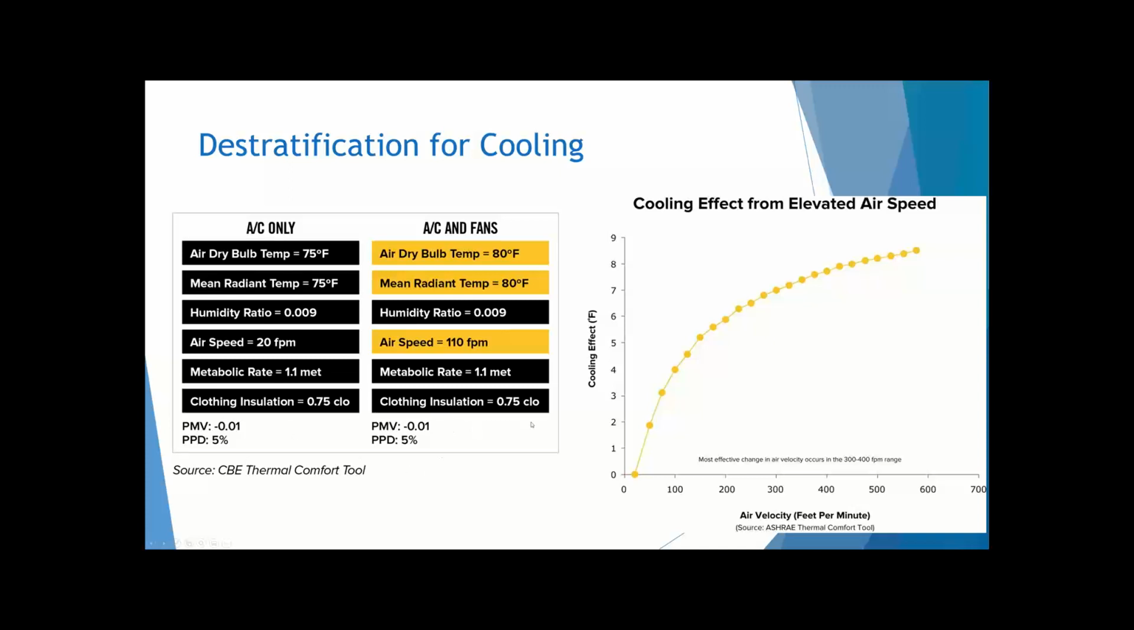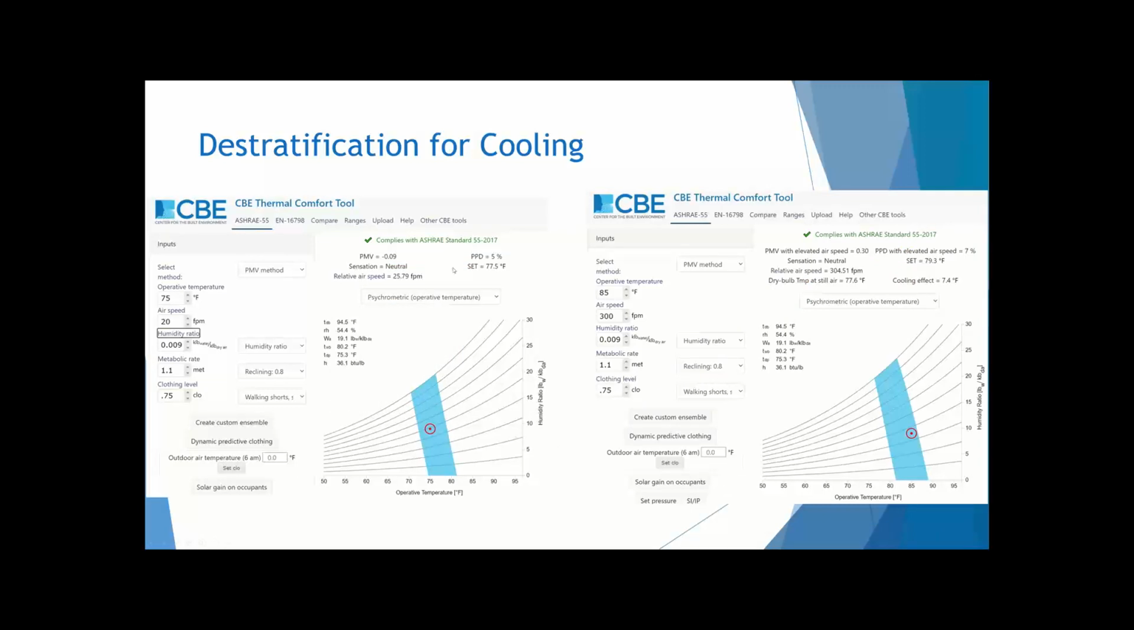By the way, here's the cooling effect from elevated airspeed. You can see it's like a logarithmic function, and the inflection point is really around the 300 to 400 feet per minute range. So let's apply that range to another scenario.